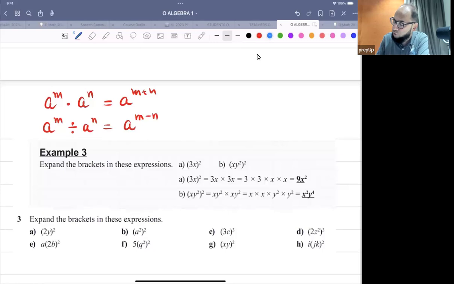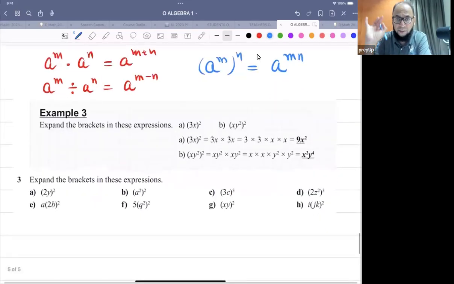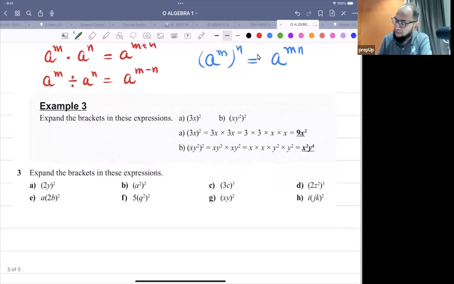And then there is this rule, a power m raised to power of n, the powers multiply, a^(mn). So these are the 3 most important rules of indices. Now in this example, it says: expand the brackets in these expressions. 3x raised to power of 2. So 3x raised to power 2 means 3x multiplying with 3x.